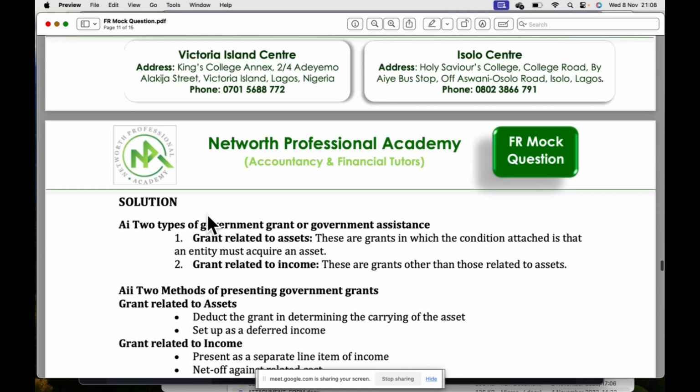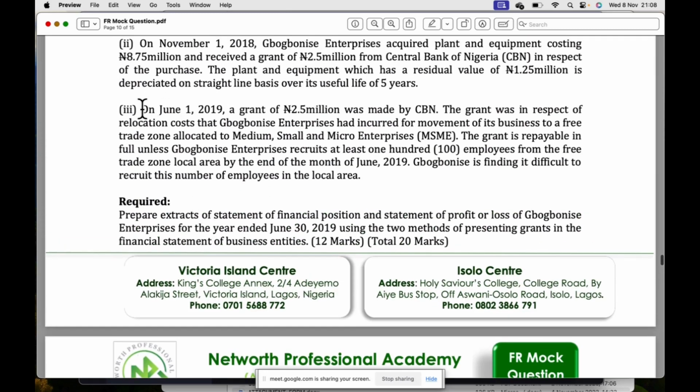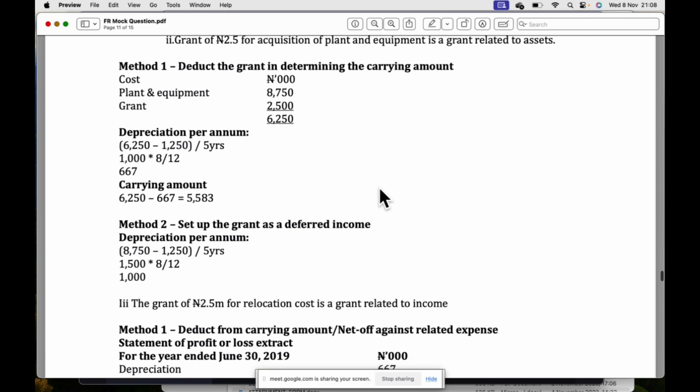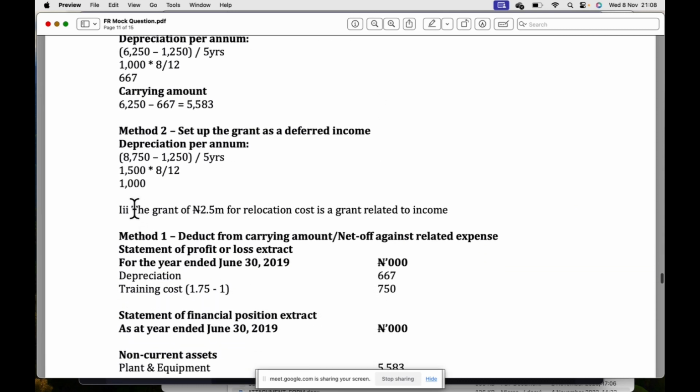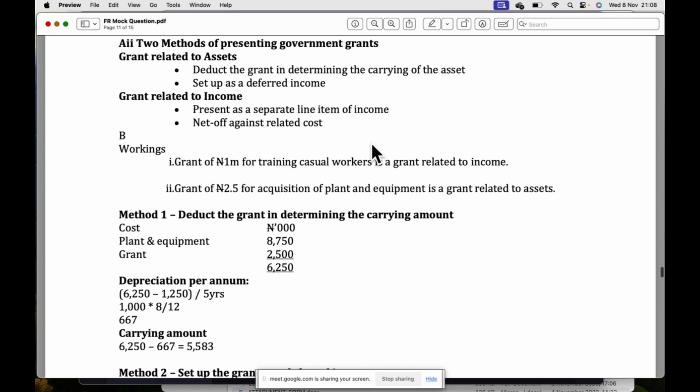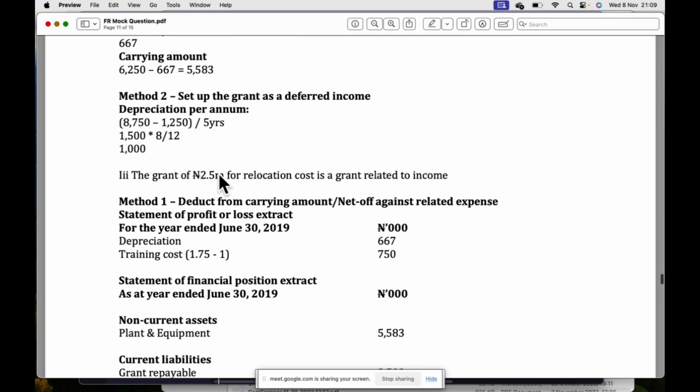The third one is also a grant related to income, just that we didn't meet the condition. But I noted it in my workings that the grant of 2.5 million for relocation costs is also a grant related to income. Just that this one didn't meet the condition, so I can't recognize it in my books as income. So now let's present our statement.